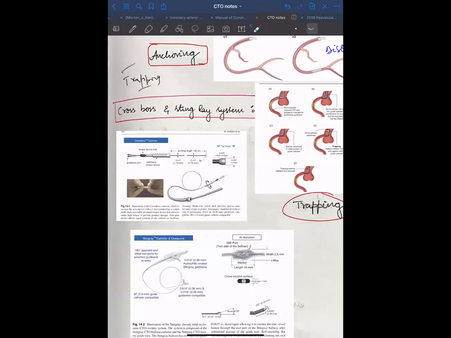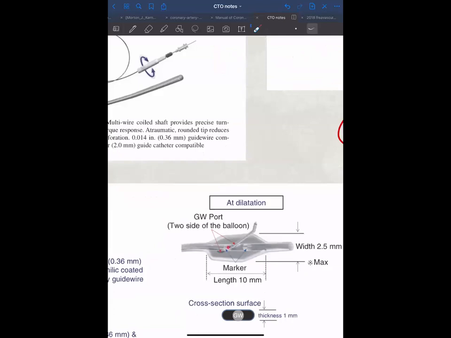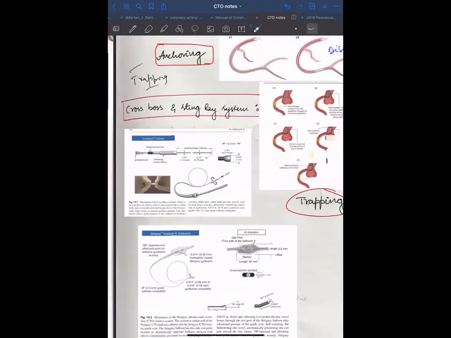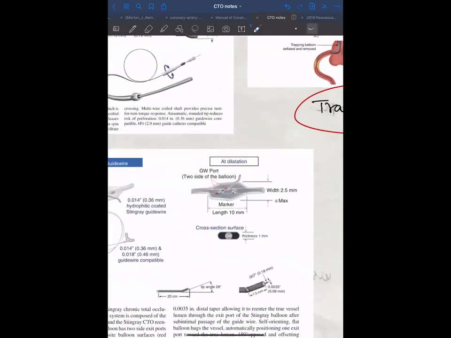So just to familiarize ourselves with the hardware of Stingray, as one can understand, this looks like a stingray. That is why it's called a Stingray. It is a blunt end. There is no opening at the end. However, there are 2 holes, each one 180 degrees apart. So this is a cross-sectional surface, and the guide wire will come either this way, or it can go through this other way. So they are exactly opposite. And they have a specific guide wire which goes through this, which is called a Stingray wire.